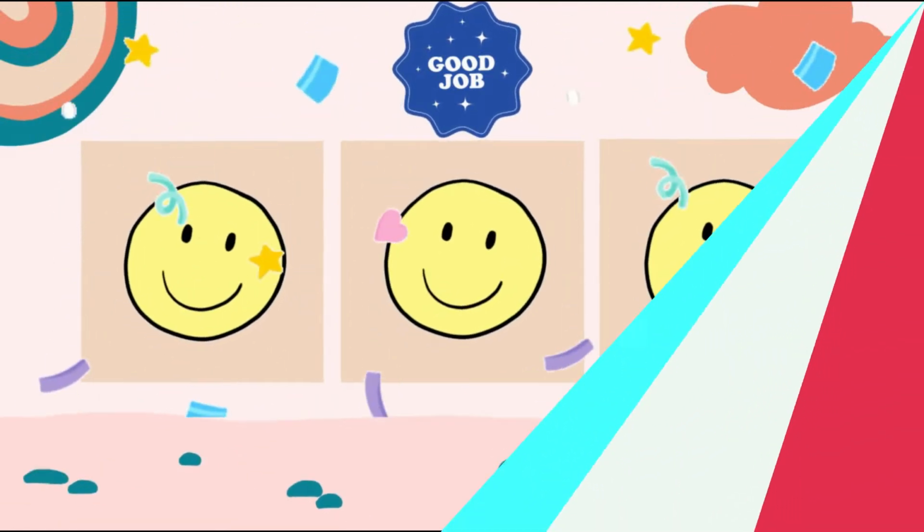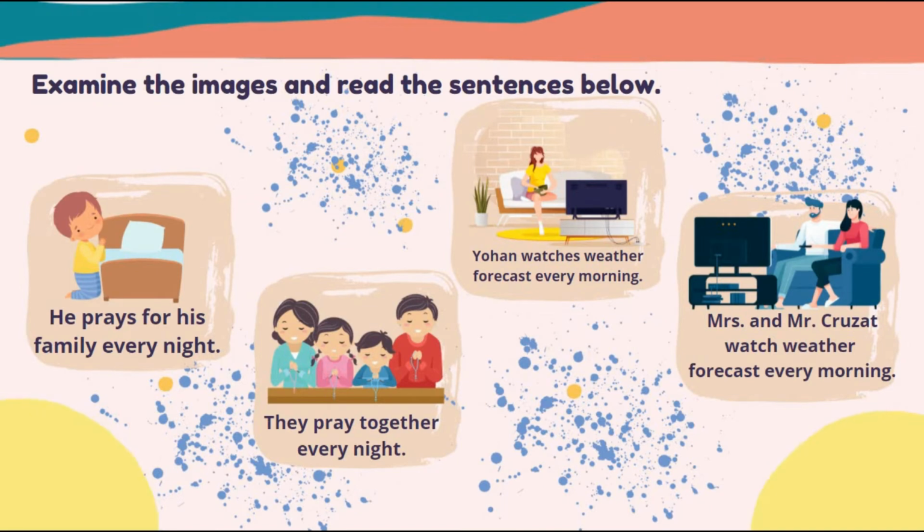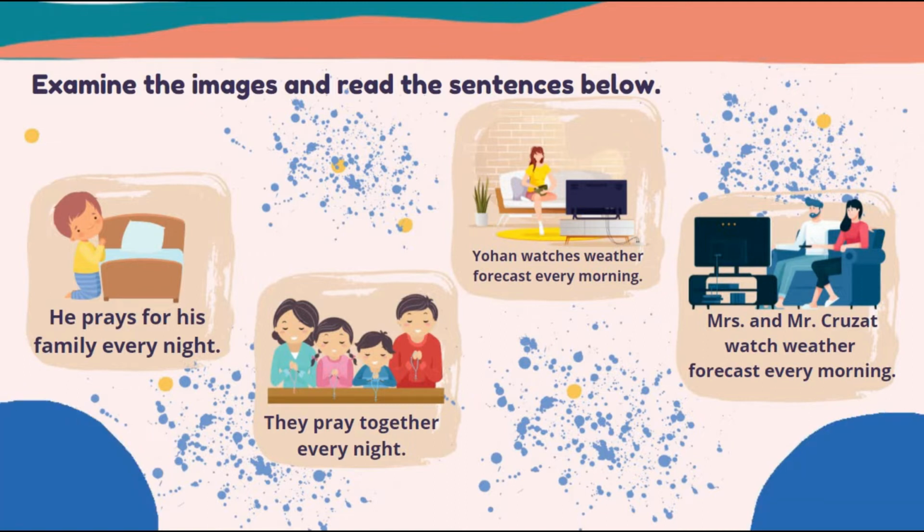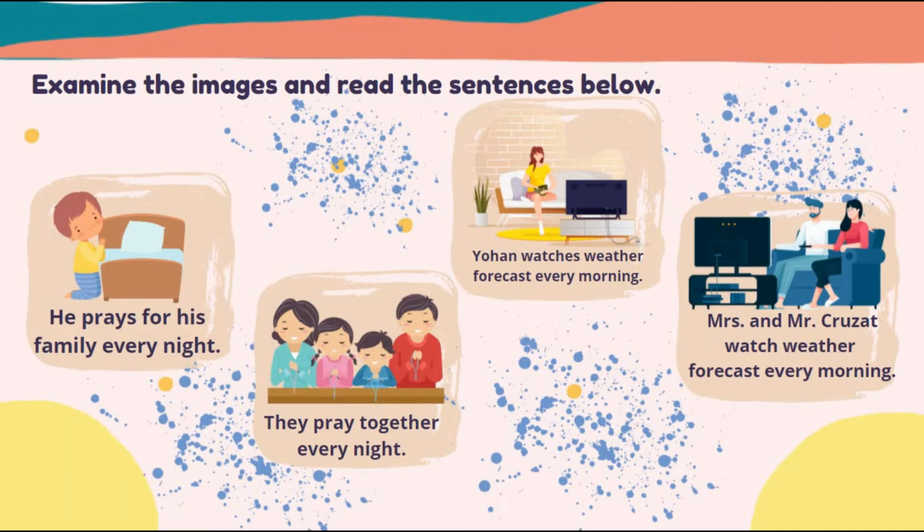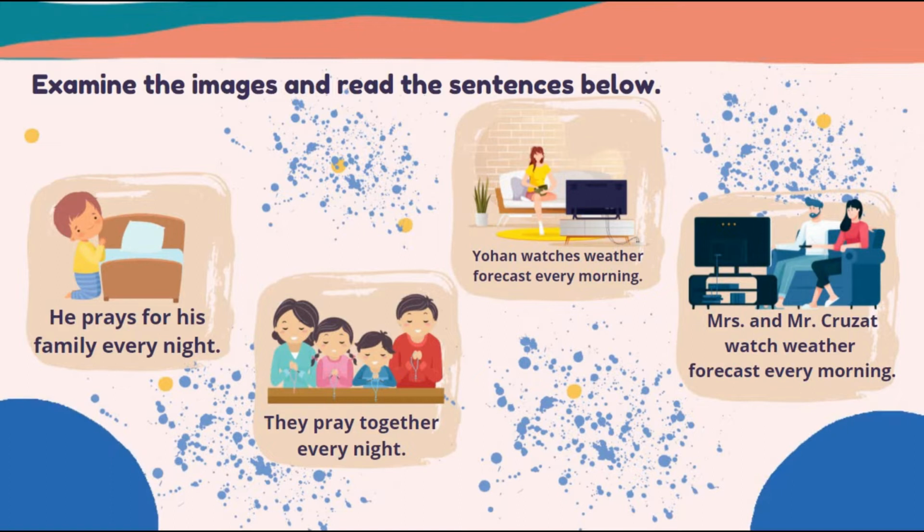We have here another activity, and here is the direction. Examine the images and read the sentences below. Class, I need you to look at the pictures, try to compare and contrast the sentences. I'm giving you a few seconds to read, to analyze, and interpret your ideas. Okay, now you can give me your observation.